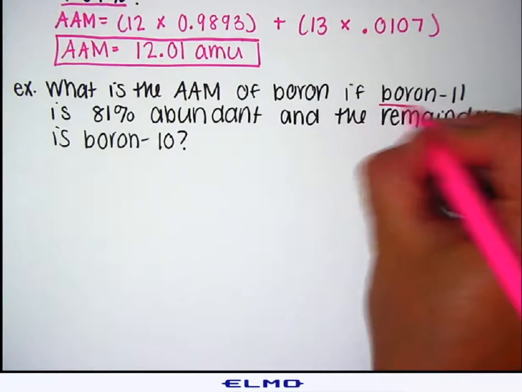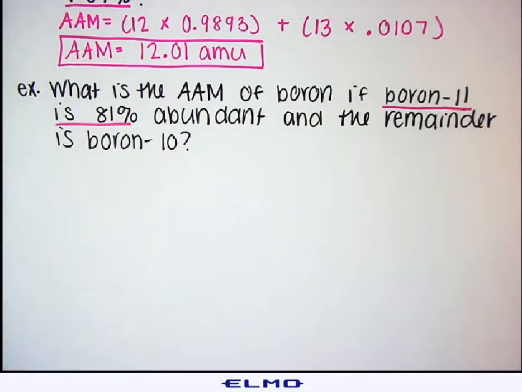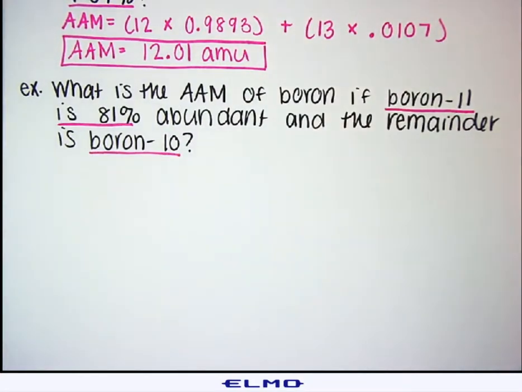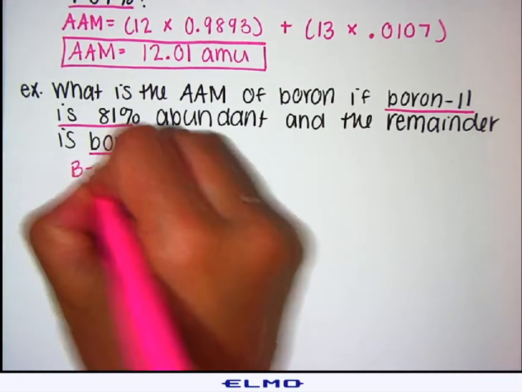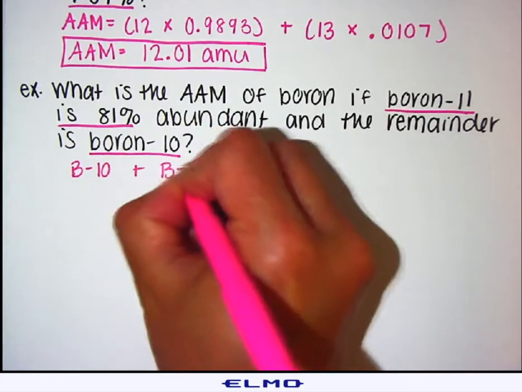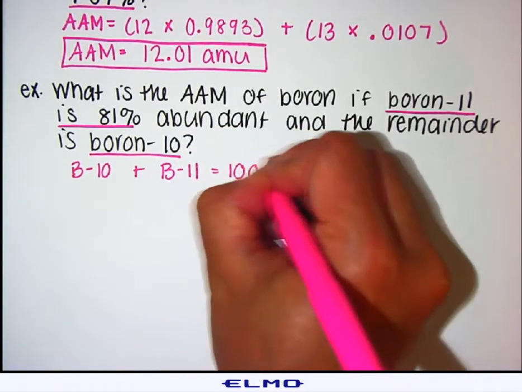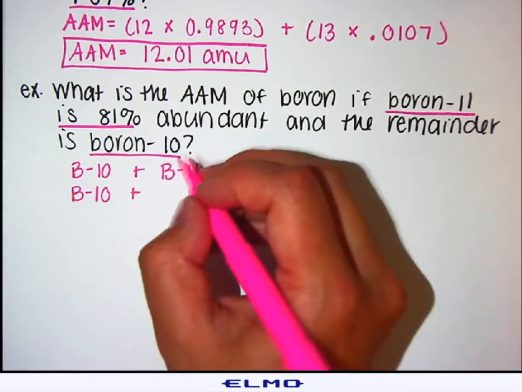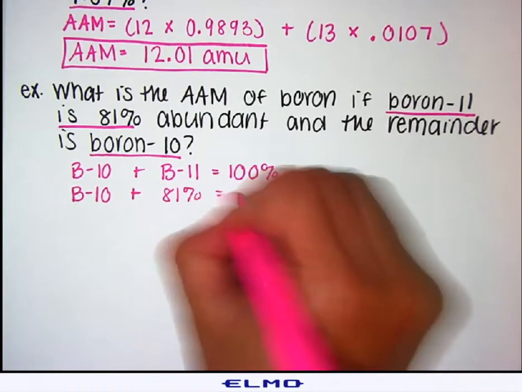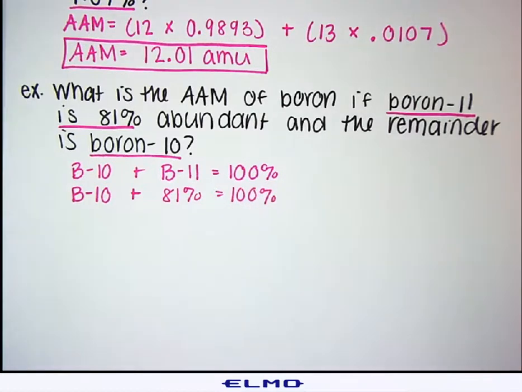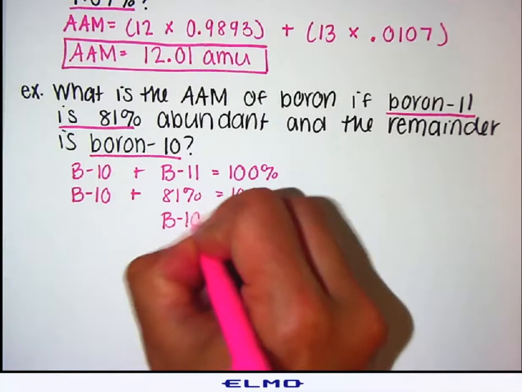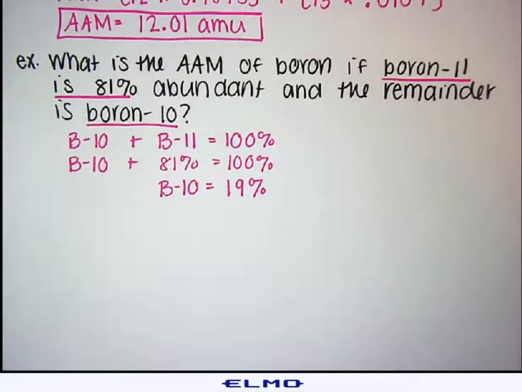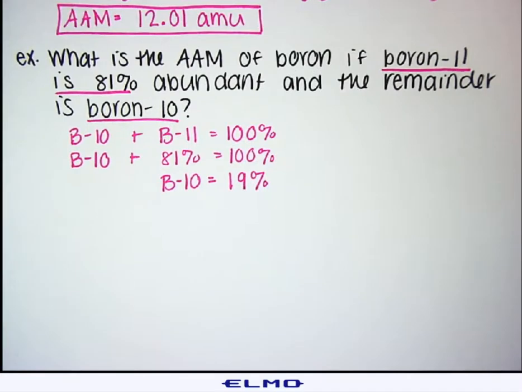So my first isotope has a mass of 11, and I know its percent abundance. My second isotope has a mass of 10, but I don't know its percent abundance. But we know that percents always equal 100. So in order to figure out the percent abundance of boron 10, all I have to do is subtract 81% from 100. Boron 10 is 19% abundant. So sometimes you won't be given a percent, but just remember percents always equal 100, and we can go from there.